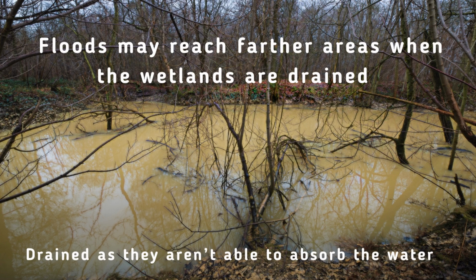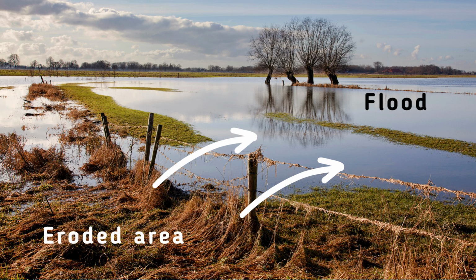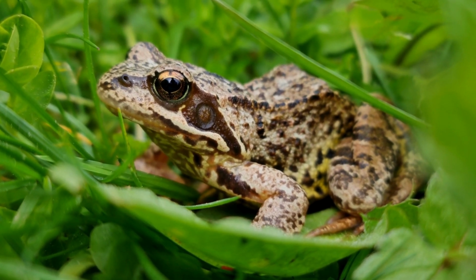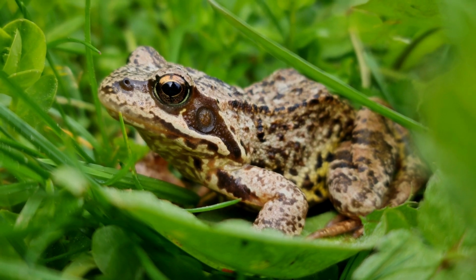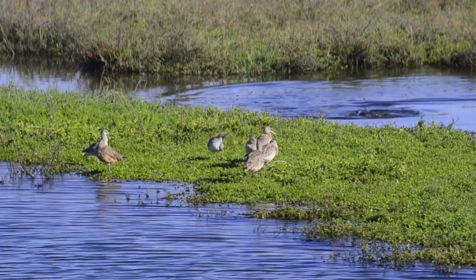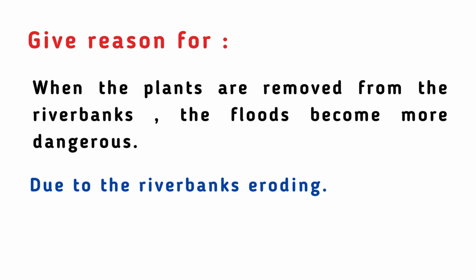And why will these floods reach farther areas? Because there is no soil and no plants that absorb this water. So the floods will go farther. Even more, these plants and this wetland are destroyed now. Many living organisms that live in this habitat will be negatively affected by the removal of these plants. So if we have a question here, give a reason for why, when the plants are removed from the river banks, the floods become more dangerous. The reason is that the river banks erode when the plants are removed, and this causes the floods to become more dangerous.